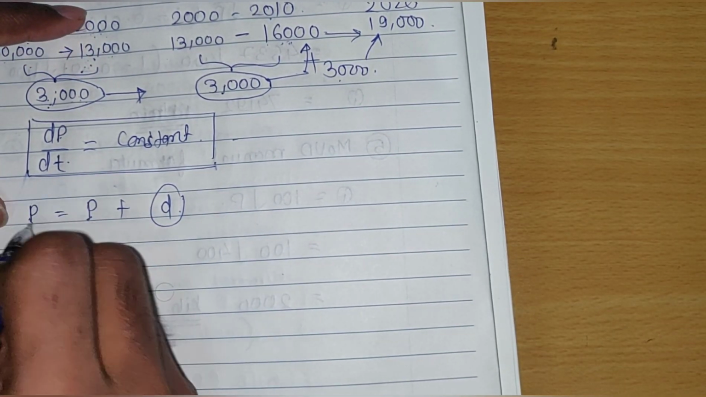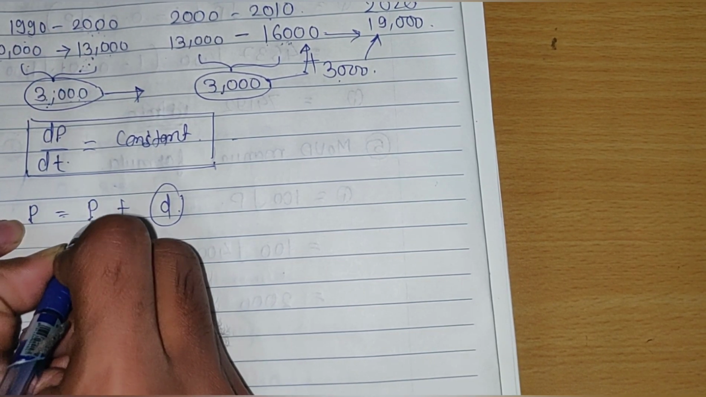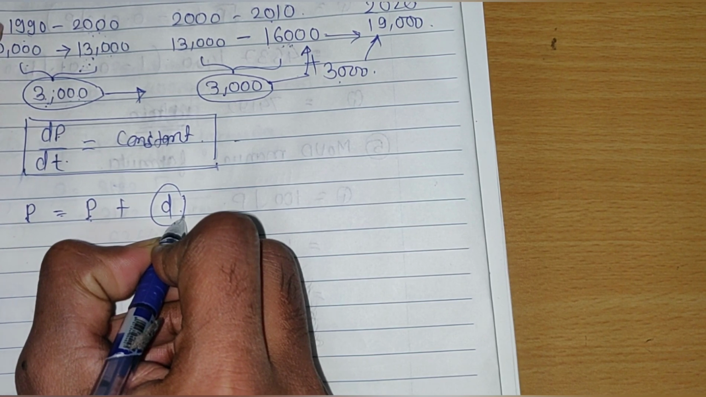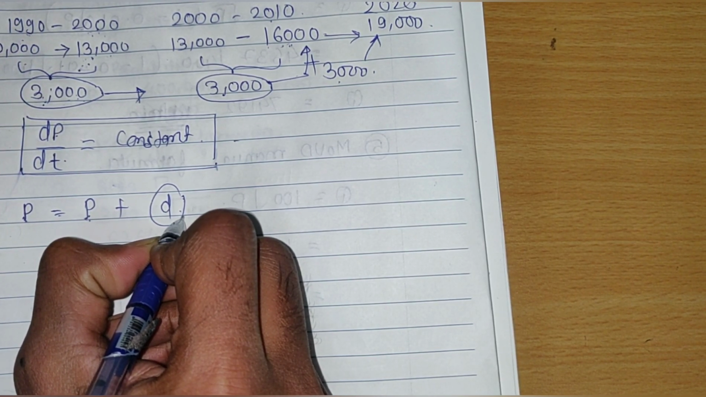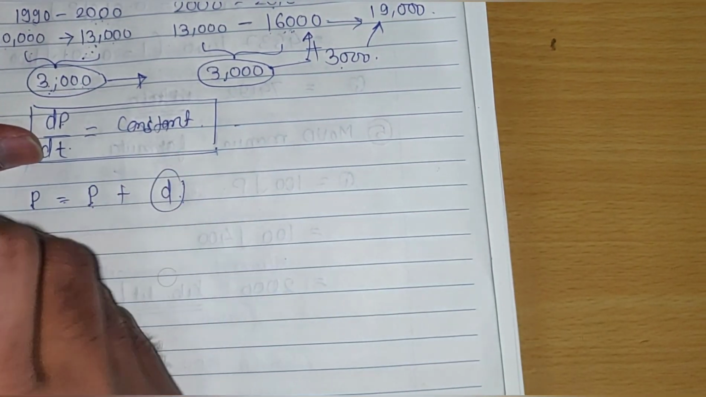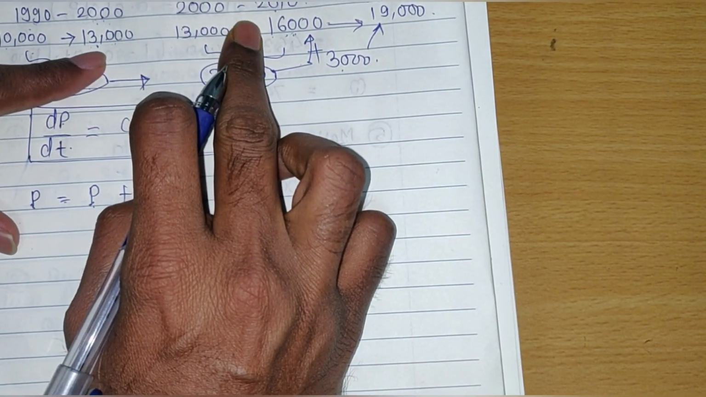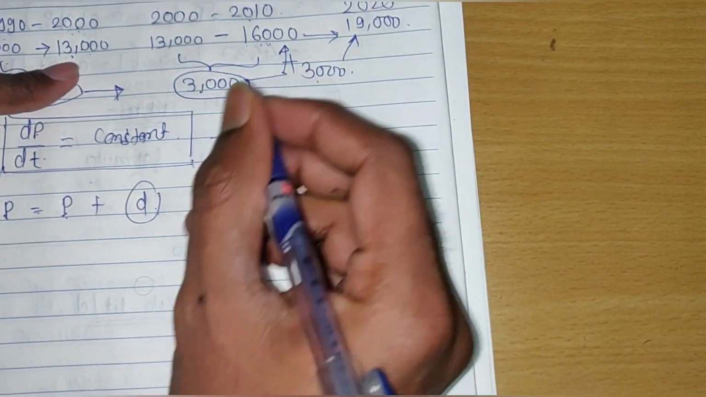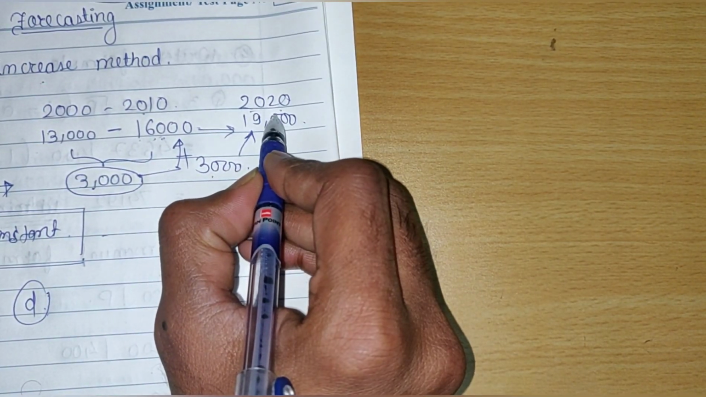Okay, that means the formula will be: the forecasted population is equal to the present population plus the difference of the population in the 10 year. This is only for a consecutive decade.